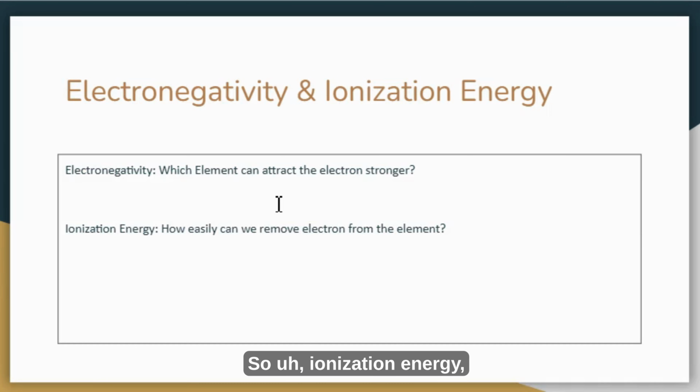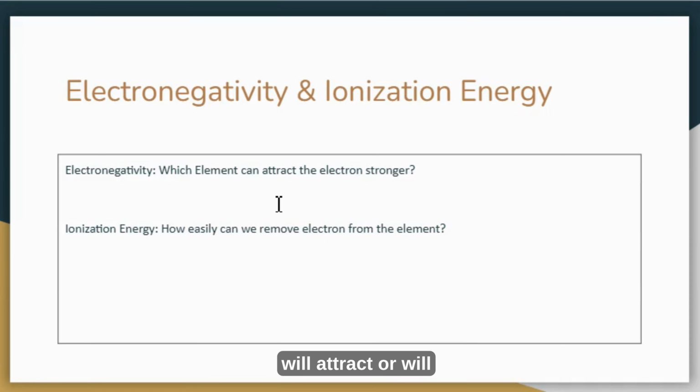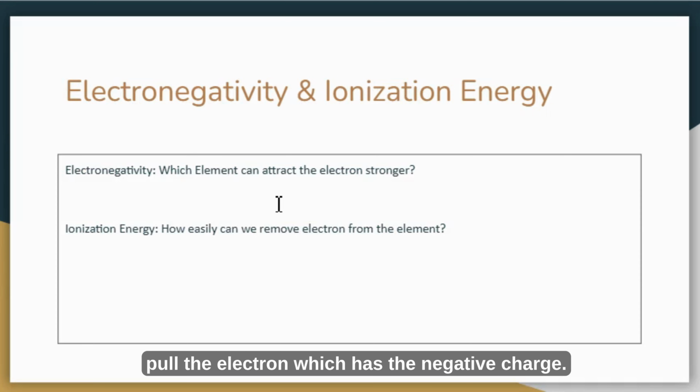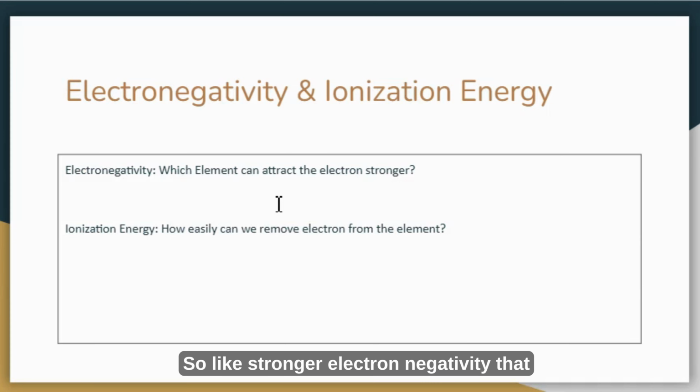So, ionization energy: when we are trying to pull the electron out of the atom or the particle, there should be energy to pull it out, because the nucleus, which has the plus charge, will attract the electron, which has the negative charge. So stronger electronegativity can also lead to higher ionization energy.